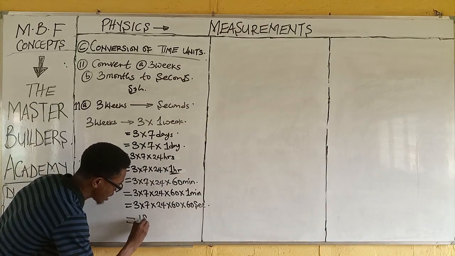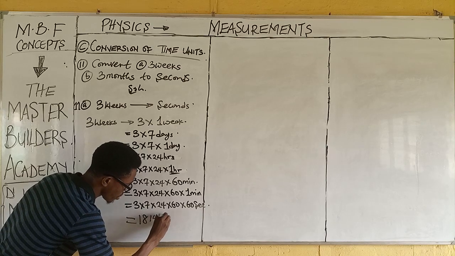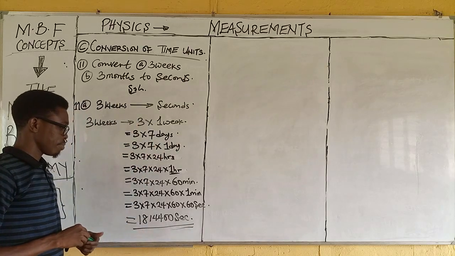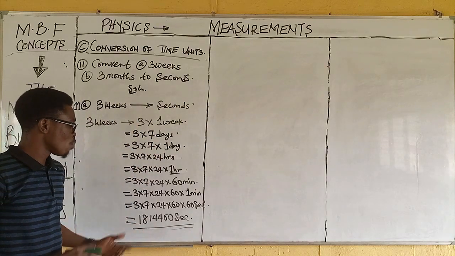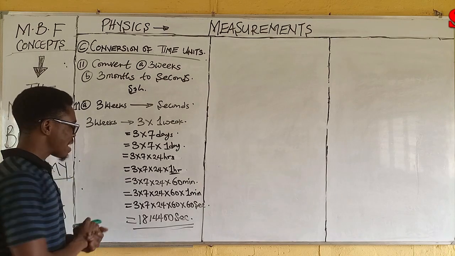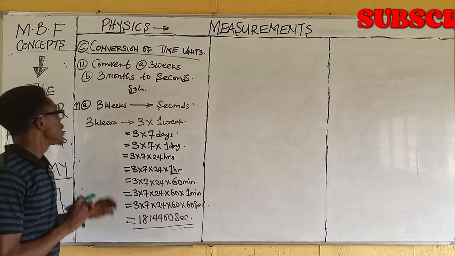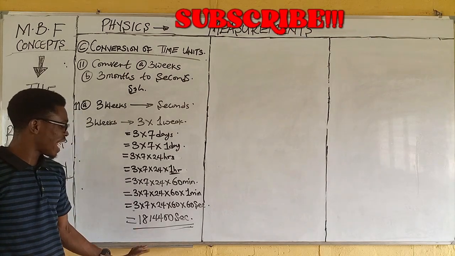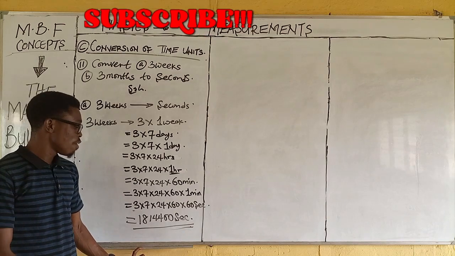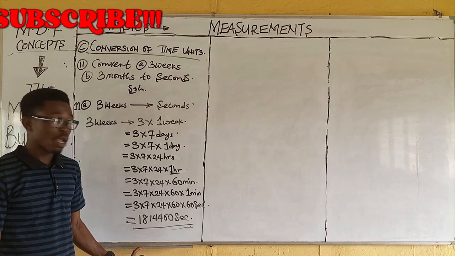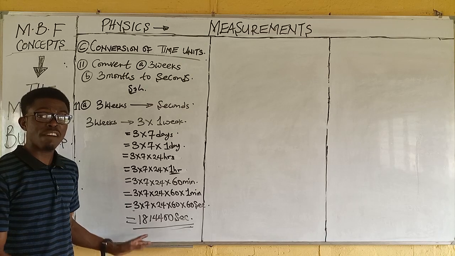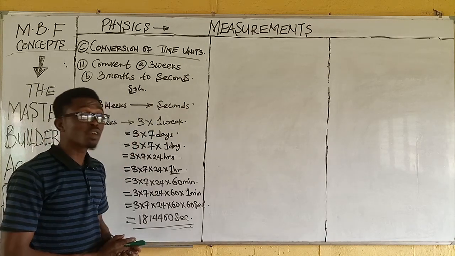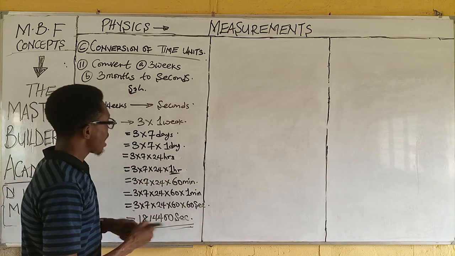We are going to have 1814400 seconds. This is it. So we have 1,814,400 seconds. In other words, 3 weeks is equivalent to what? 1,814,400 seconds. 1,814,400 seconds is equivalent to 3 weeks. It's as simple as this.